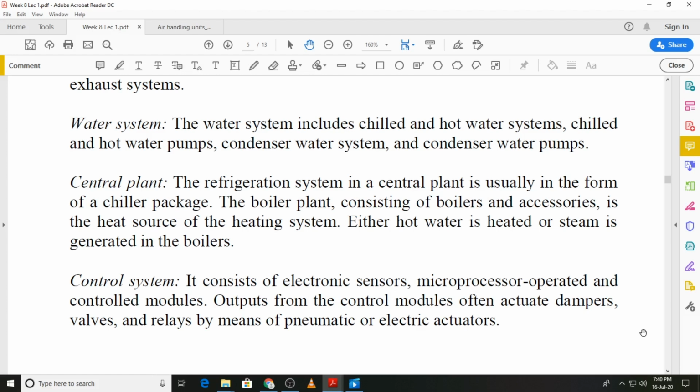We have controls which are now microprocessor based, and we have various sensors which can be temperature gauges, humidity measuring sensors, pressure gauges, and we have a central control system. Outputs from these gauges and sensors allow the operation of various components of the system. For example, if you want to increase the flow rate, you will actuate a damper, or if you want to increase the flow rate of water, we will have to open valves, and that can be done through control systems.